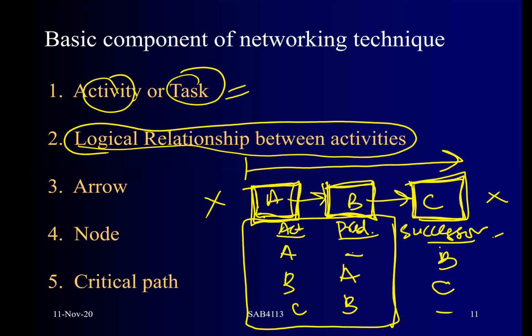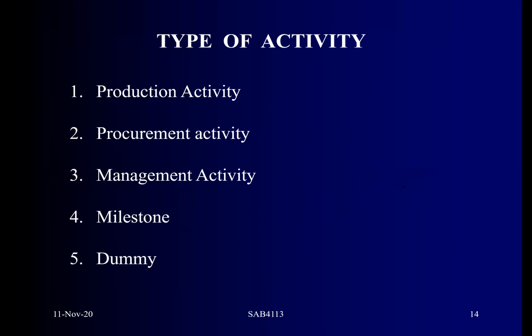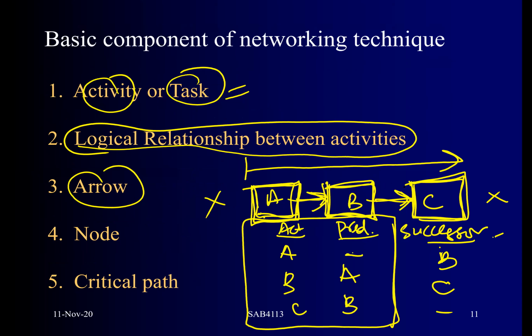And then the arrow. The arrow is the one that relates one activity and another. I think we have the definition of relationship later on. And then the nodes are either the square one or the circle one, and then the critical path. When you want to draw a network diagram, all these components must be there.